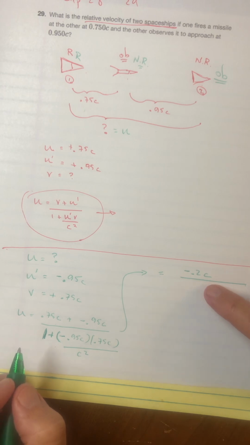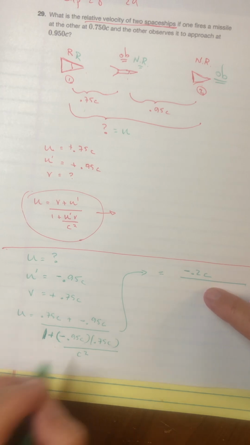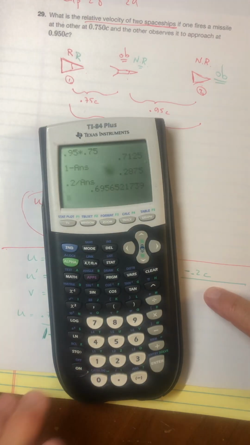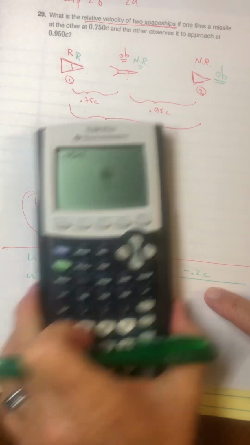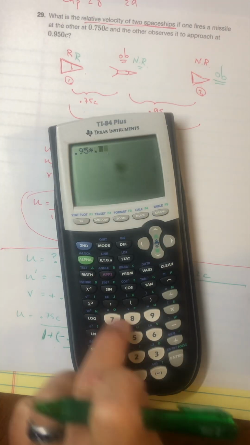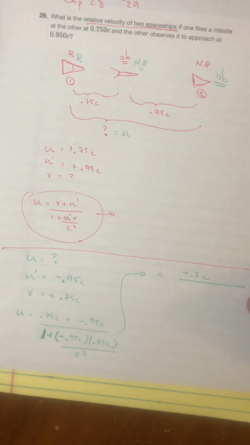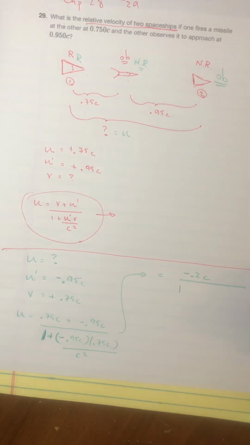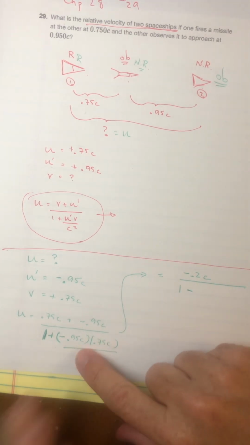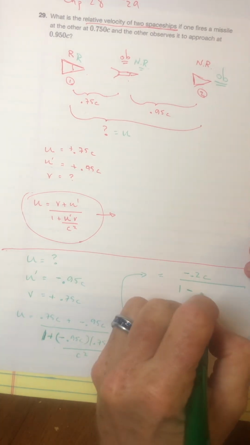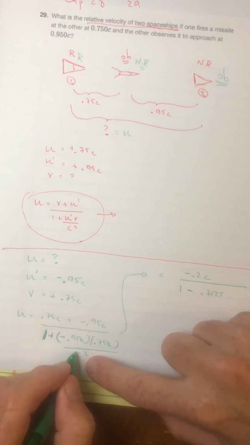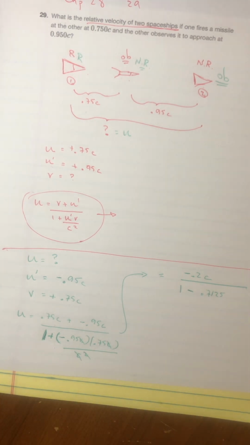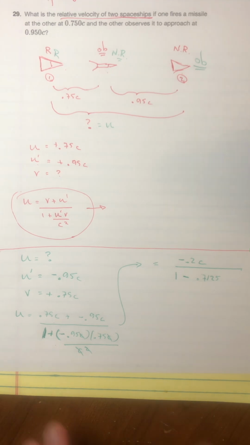And in the bottom, I guess I'll need a calculator for this. 0.95 times 0.75. 1. And I'll put the negative in myself. And my calculator gave me the 0.7125. But as you might have heard on my other video solutions, it's nice to list things in terms of the percentage of the speed of light. So those cancel off.